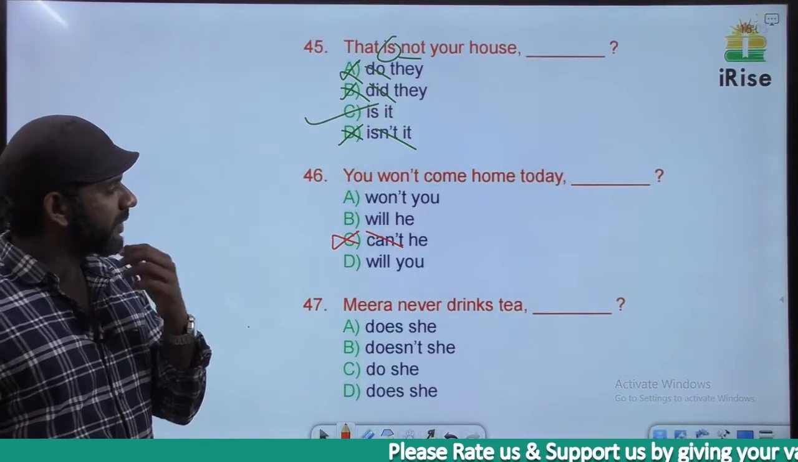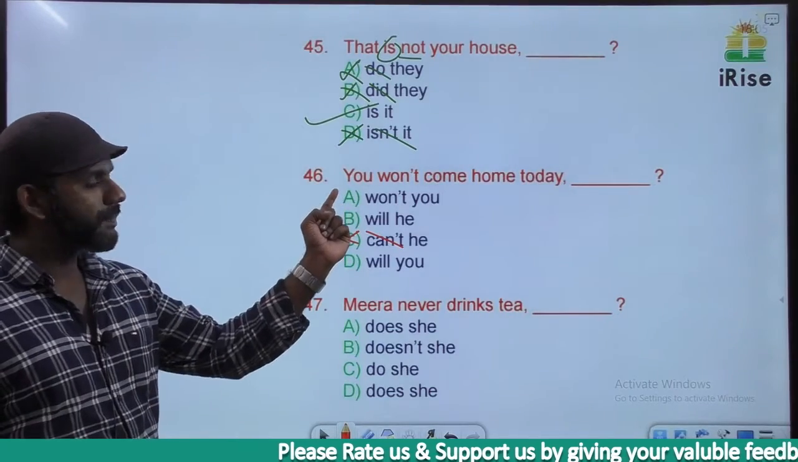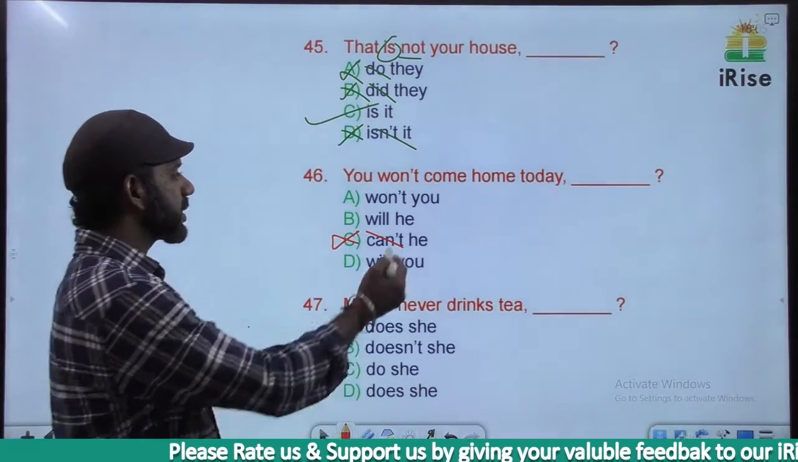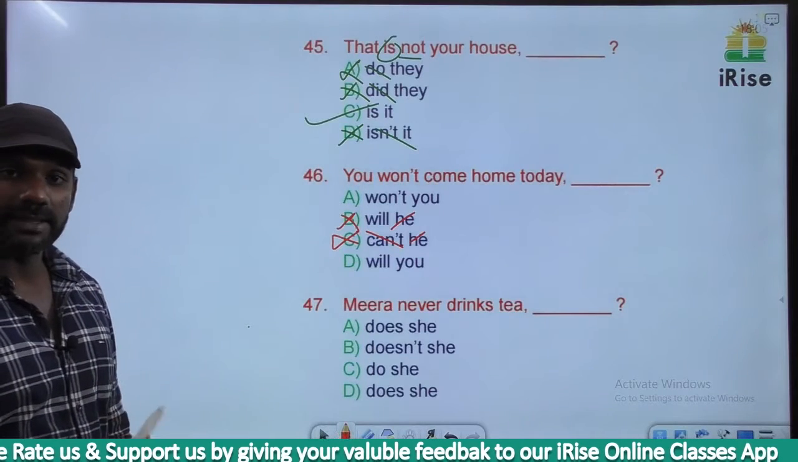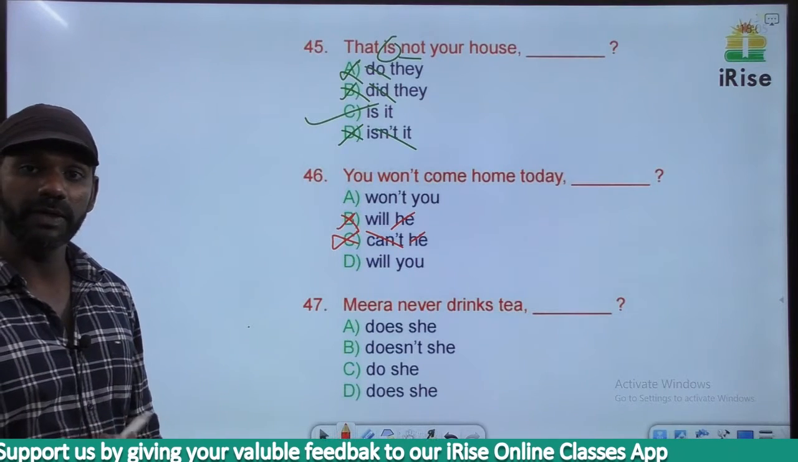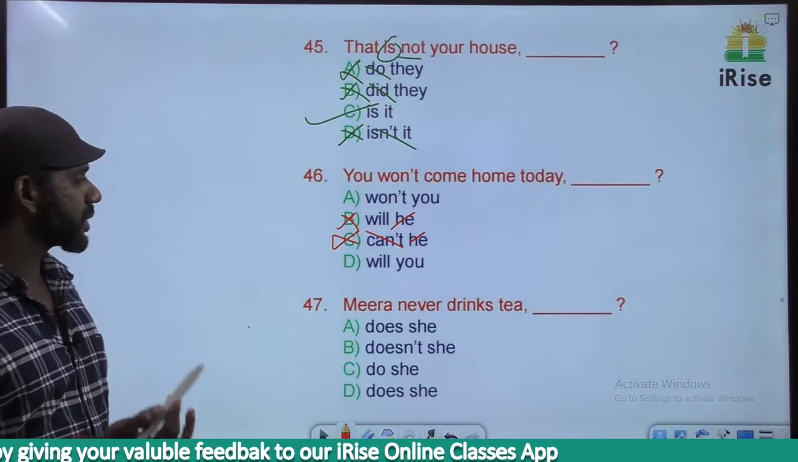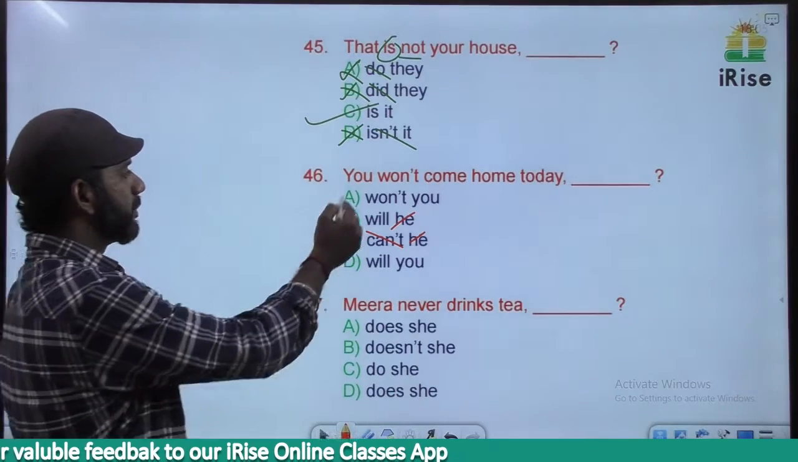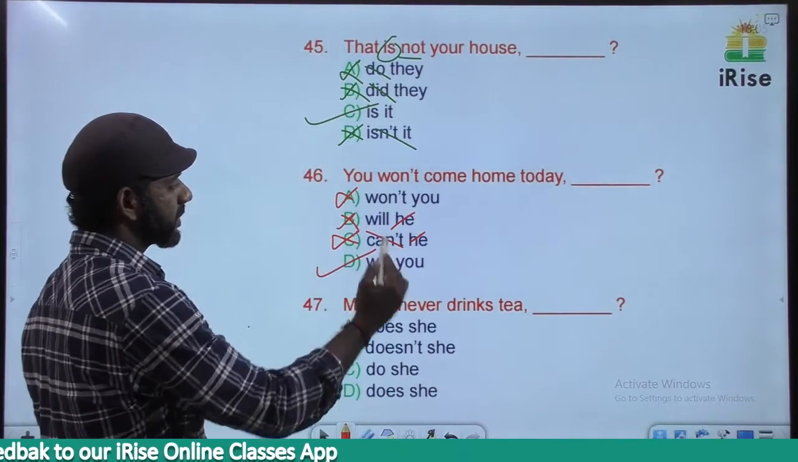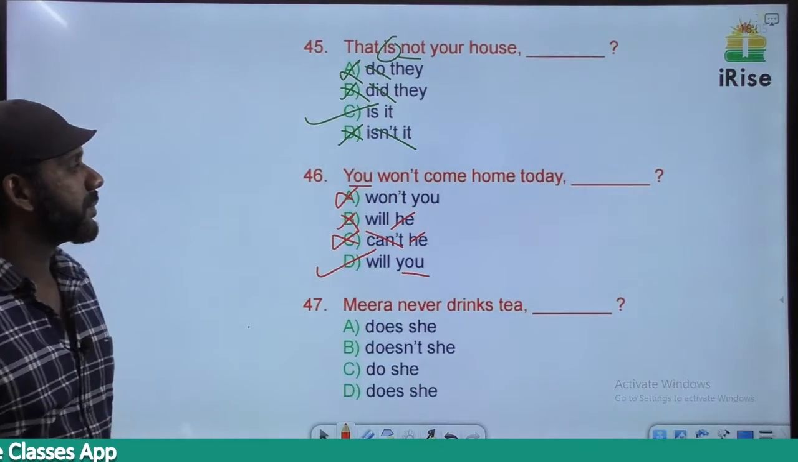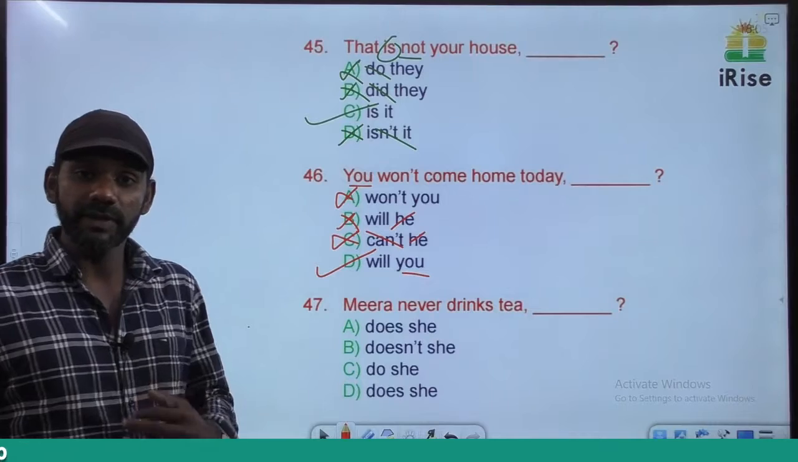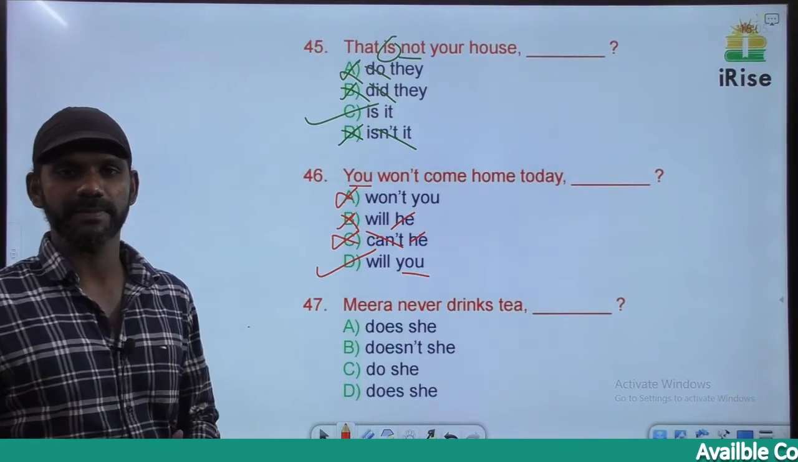Now, we have a negative term. What is the subject here? You. Based on that, B is gone, C is gone. We have a negative term in the sentence because won't is a short form of will not. In the tag, there should not be a negative term. Based on that, A is gone, the answer must be D. The subject here is you. You won't come home today, will you? That means, will you come home today?